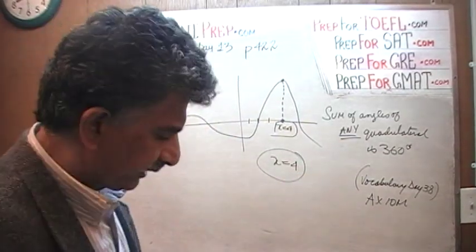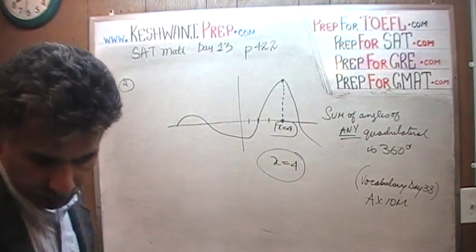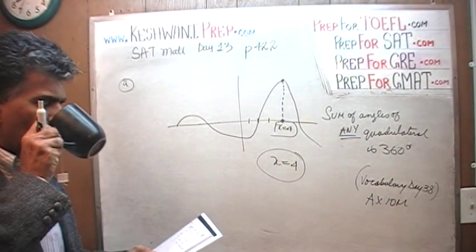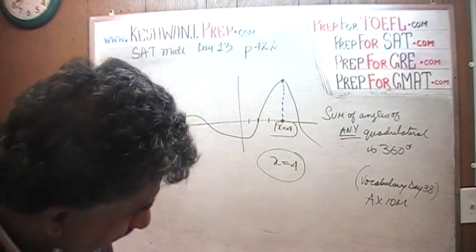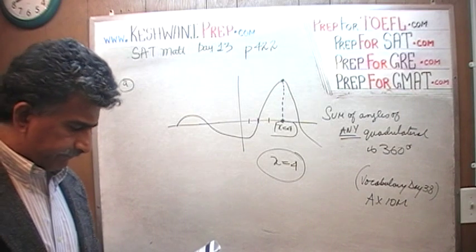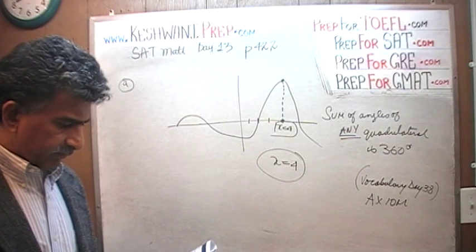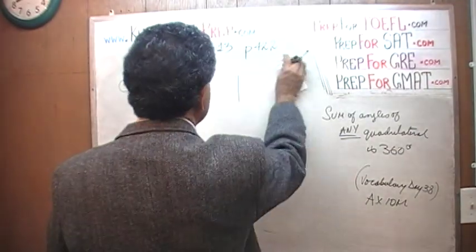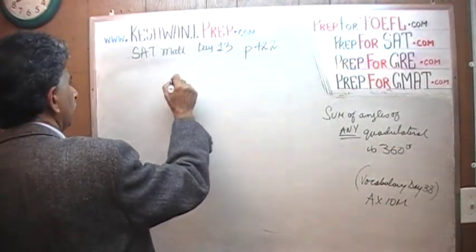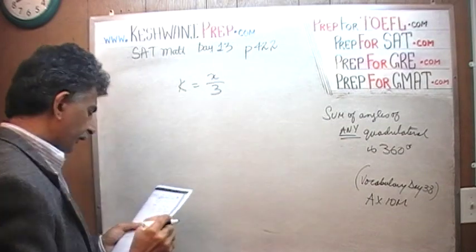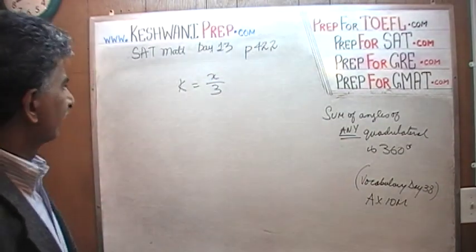Let's do the next one, number 10. That's it, we're done with this one. Number 10. k is equal to x over 3. What does 3x equal? All right. k is equal to x over 3. They are looking for the value of 3x.